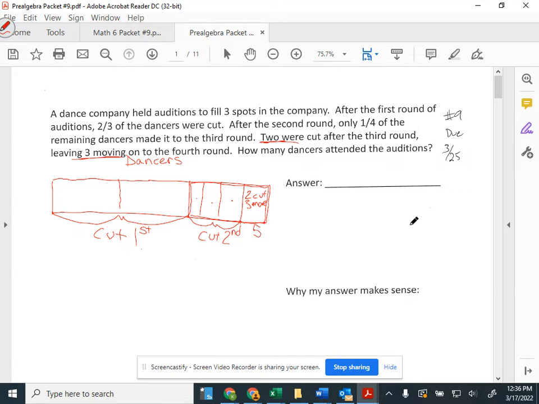These are all equal units, right? We cut it into fourths. I didn't do a good job making them look equal, but when we cut something into fourths, they're equal parts.